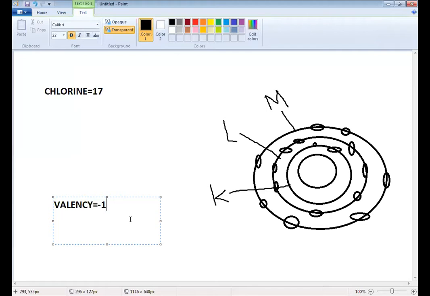So those elements which donate a number of electrons have a positive charge, and those elements which accept a number of electrons have a negative charge. Is it clear, all of you? Now, see the next example.